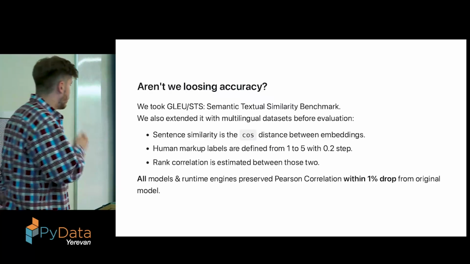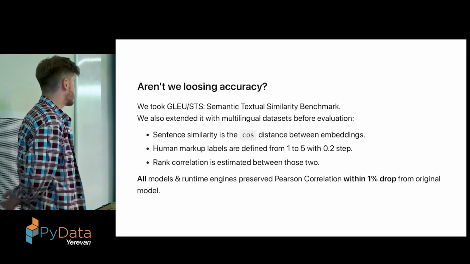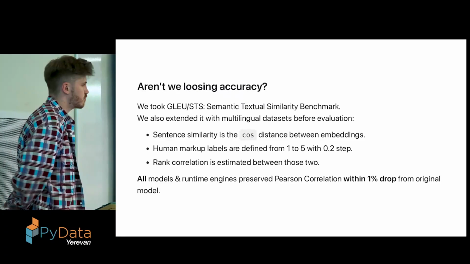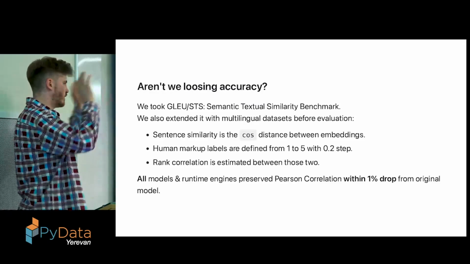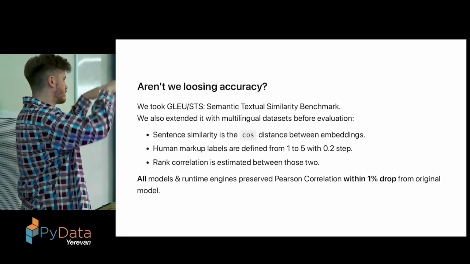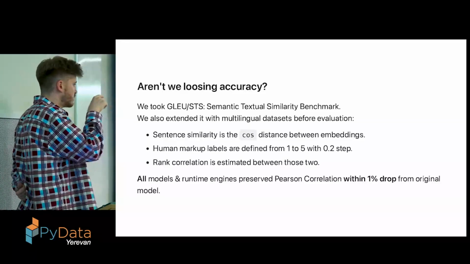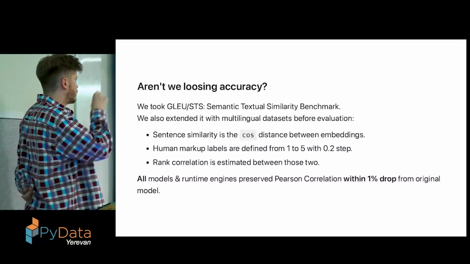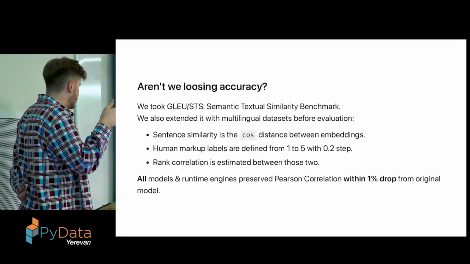So yeah, how do we actually measure the quality of our models? We use semantic textual similarity, which is part of the GLUE benchmark. That's the simple idea. You have 2 sentences, you encode them, and after that you assign a distance or similarity. And you also have the ground truth, the human markup.